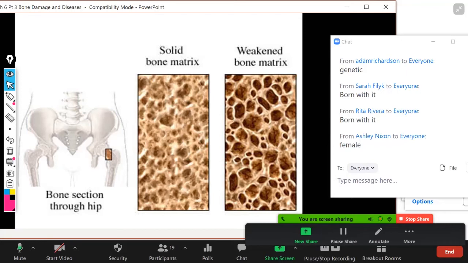Here you can see two types of tissue. You can see the normal tissue of the neck of the femur, and then this is the thinned tissue. You can see how spacious those holes are in there.